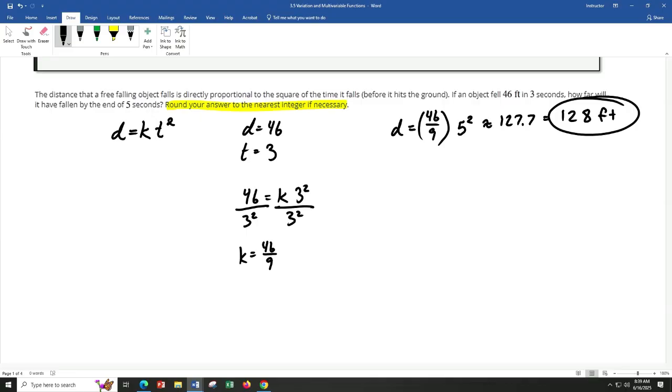Concise and quick, correct? Not a lot of fluff.